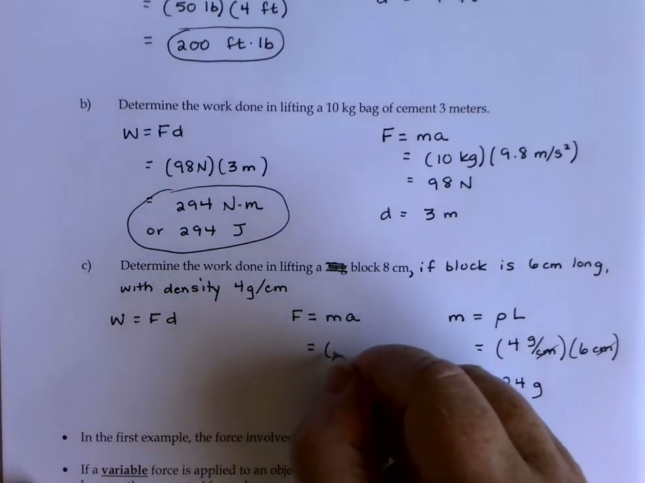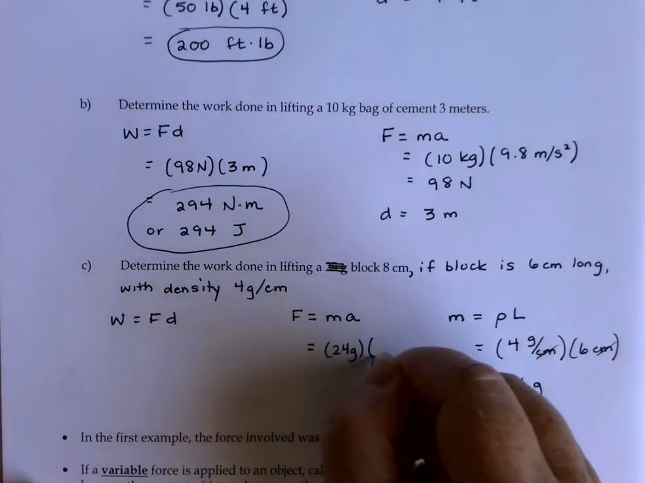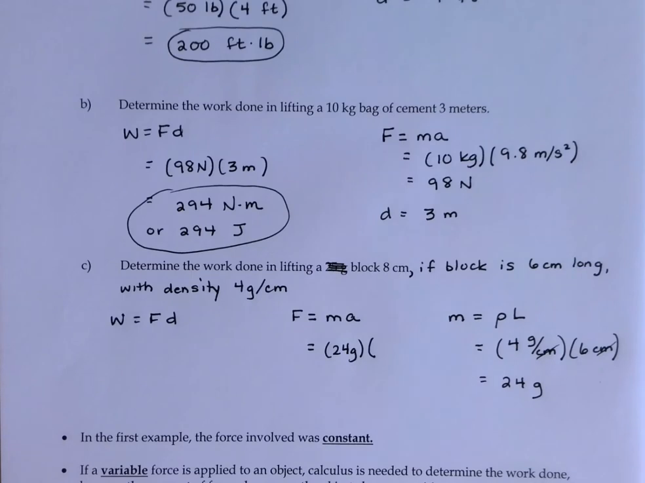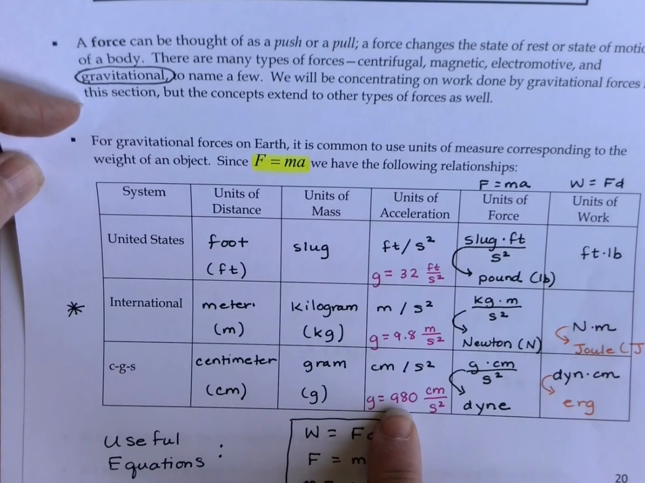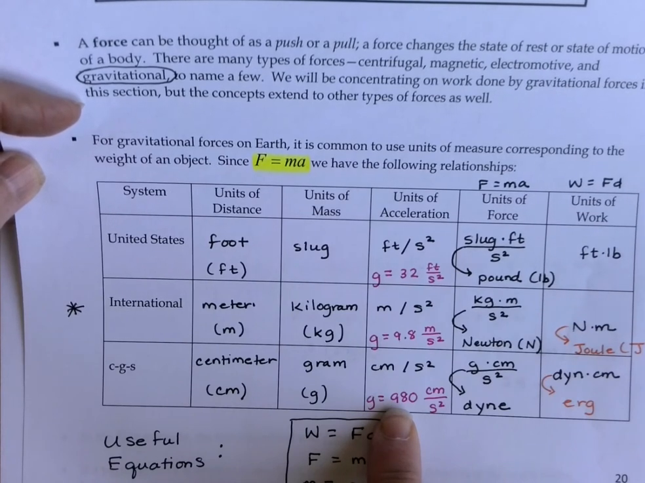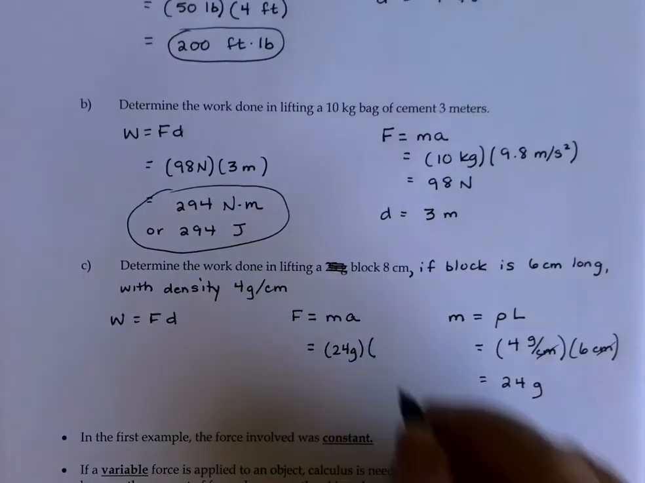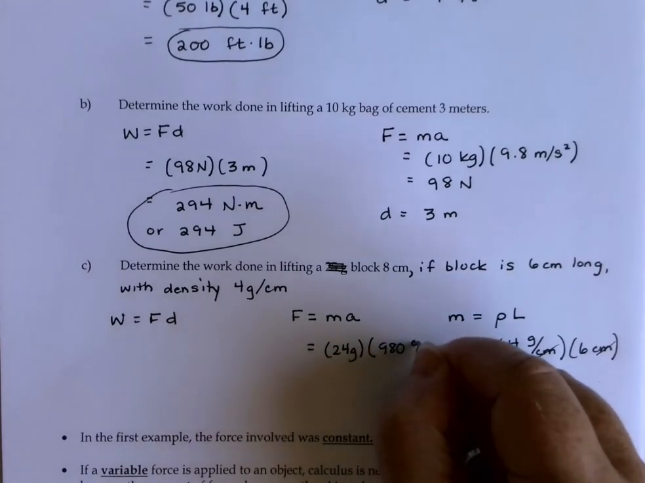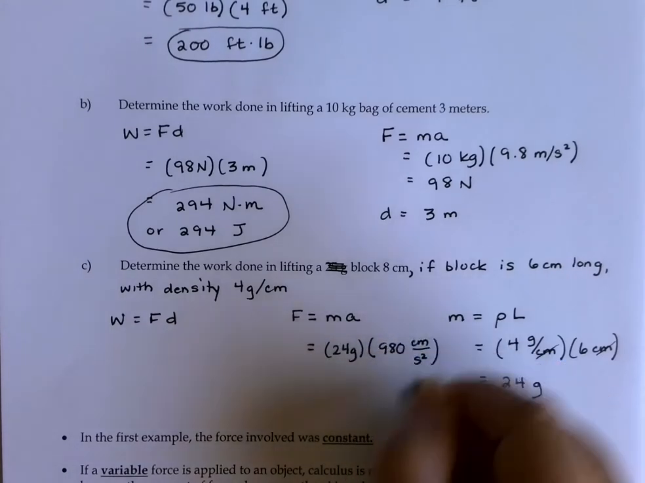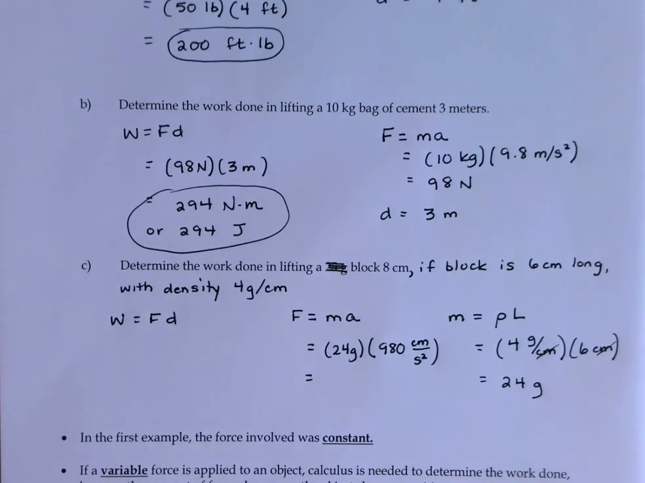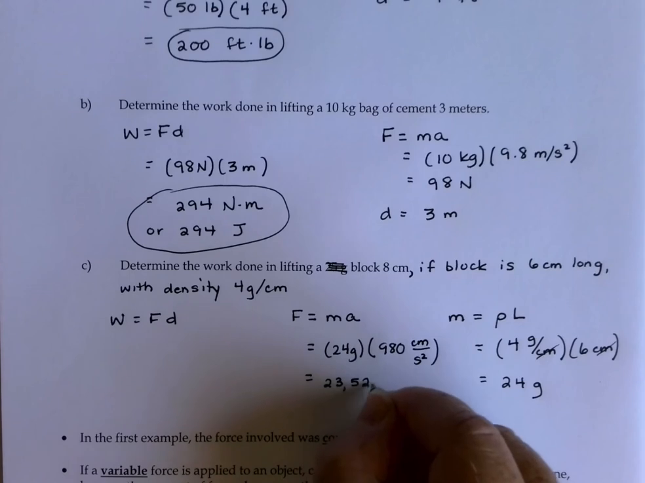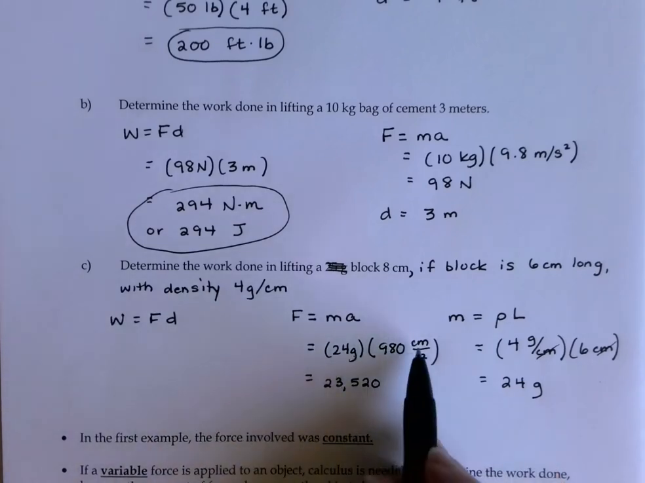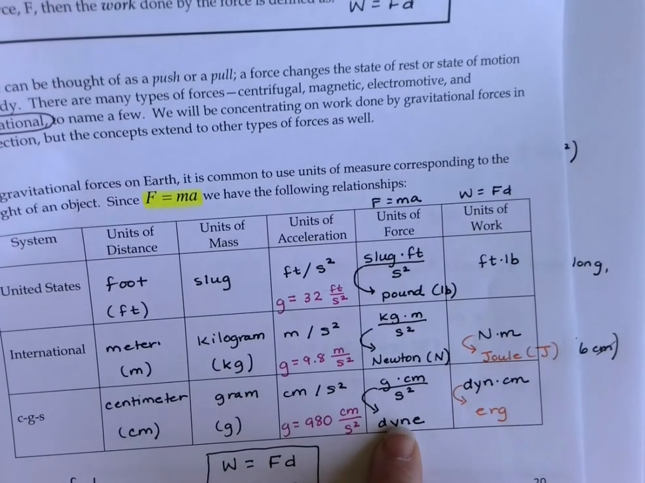Let's see, mass we just figured out was 24 grams times acceleration. We're in the CGS units here, so my acceleration due to gravity is going to be 980 centimeters per second squared. And 24 times 980 is 23,520. Again, instead of writing grams centimeters per second squared, I'm just going to notice that that unit was renamed the dyne.